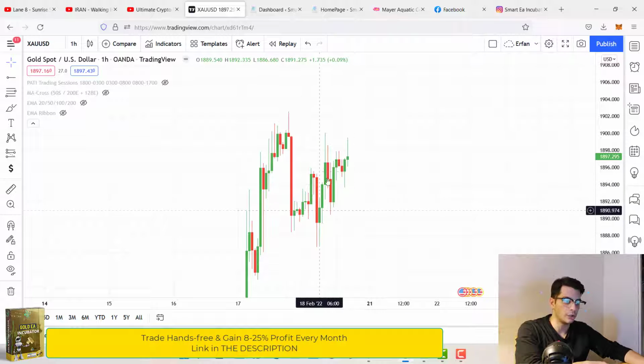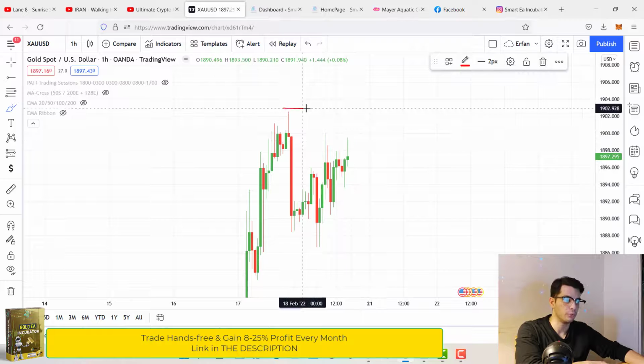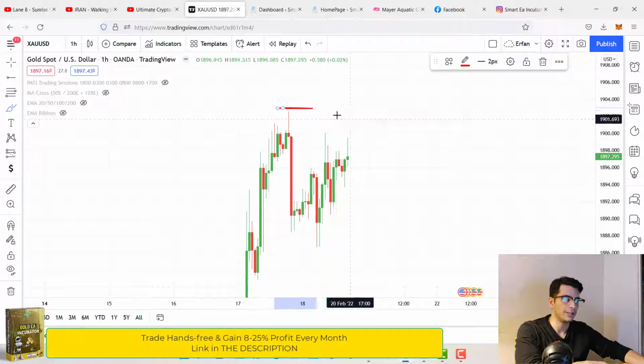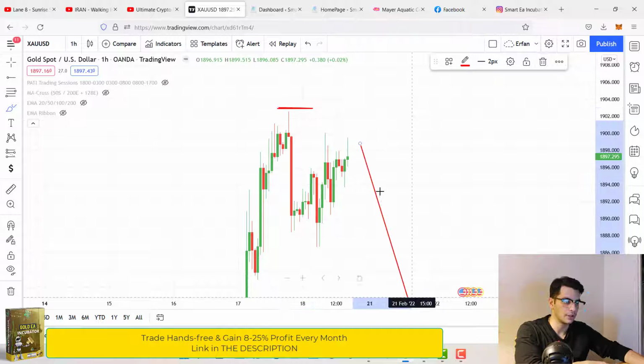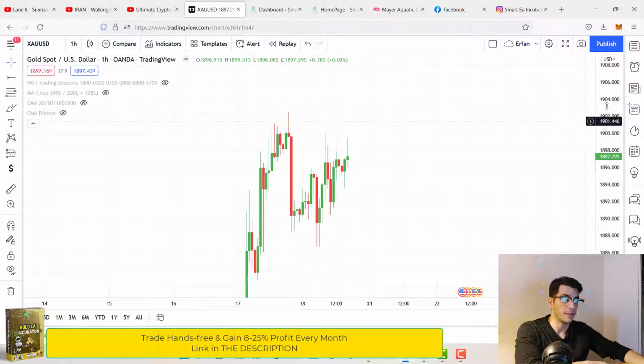It's trying to create higher highs and higher lows, but if you want to take a buy position, you need to wait for the price to break above this candle, and then you take your buy position. But I think that it's going to end somewhere around here and then drop significantly to fill in all these gaps. This is my prediction.